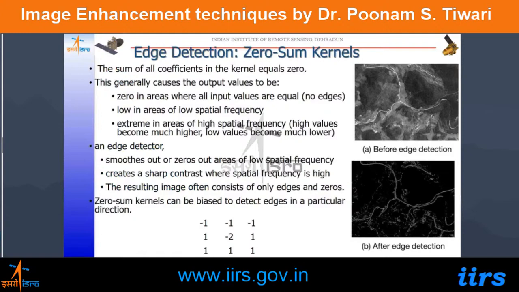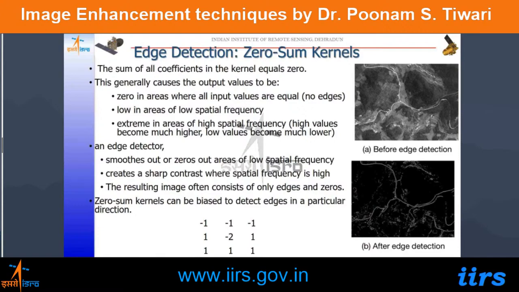Edge detection filters are also zero-sum kernels. That means if you sum up the values of the kernel, you will find a 0. So the sum of all the coefficients in the kernel equals 0. This generally causes that if there is an edge, it will detect the edge, and if the edge is not there and a homogeneous area is there, then it will make its spatial frequency 0. That is why it is coming as black in color.